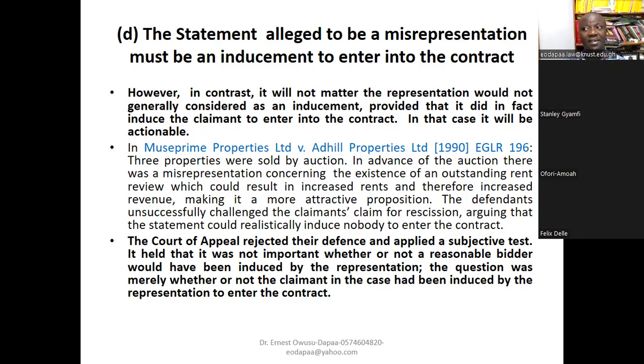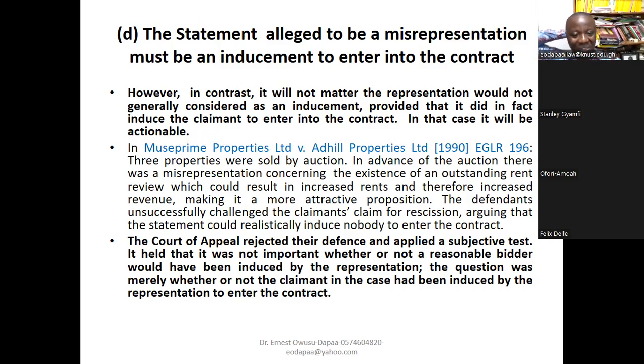So therefore, what Museprime Properties Limited is saying is that even if the statement of fact, which has turned out to be false, may be considered by you to be something which should not, for example, induce any person, any reasonable person or whatever, that will not really make the difference.